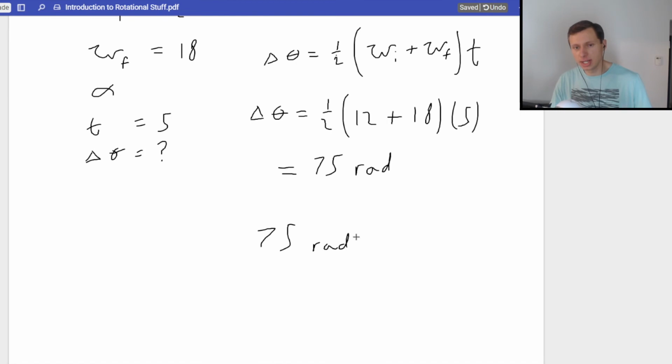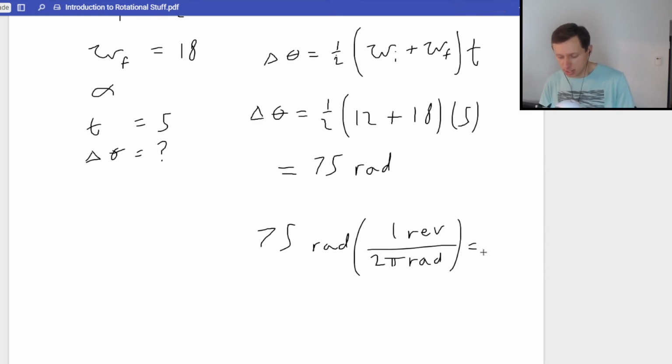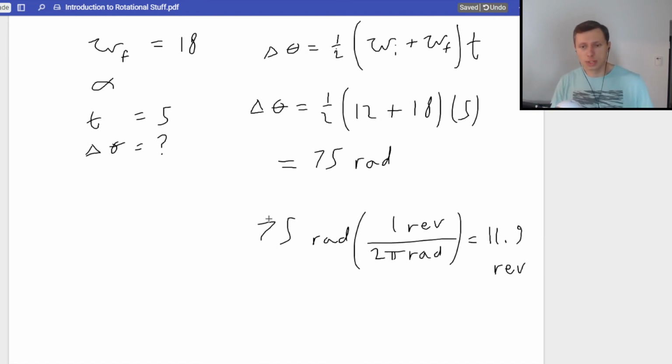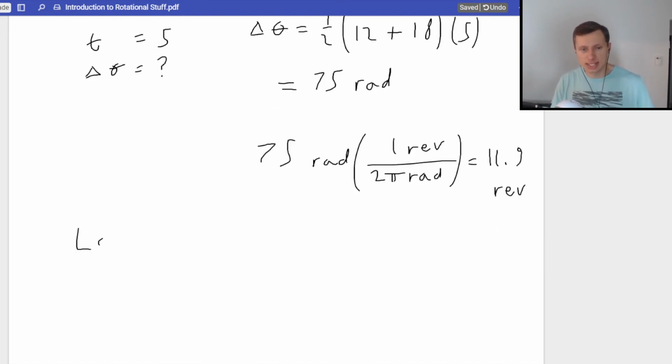Again, I'm going to divide by 2 pi radians in the numerator, 1 revolution or 1 rotation. It's the exact same thing. So 75 divided by 2 divided by pi. We're going to get 11.9, and that's revolutions. I forget what I said, if we want to round or not, but it doesn't matter since this is only half the answer anyway. To find the full answer, we need to know what's going on in the last 10 seconds.